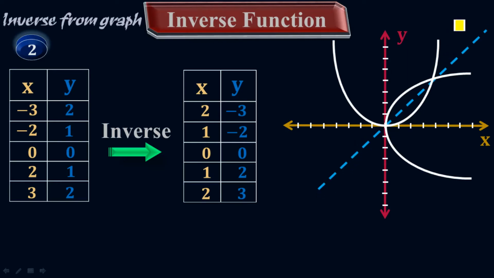It is x equals y. So at x equals y, I draw this dotted line, which is like a mirror. It must be at x equals y. When I place this original graph in front of this mirror, I will get this kind of shape inside the mirror.